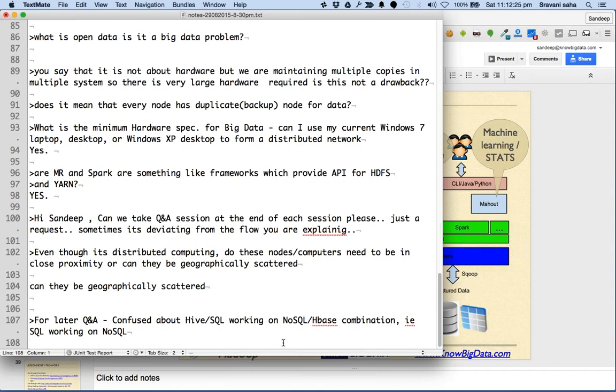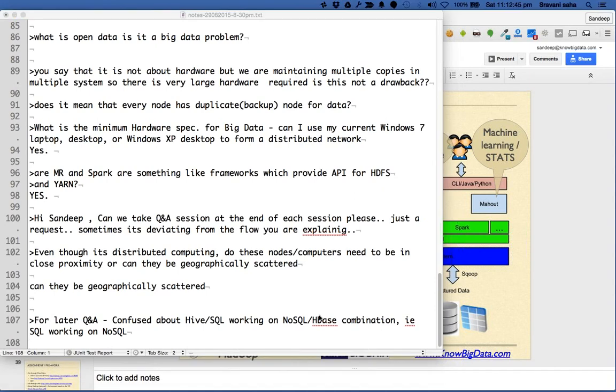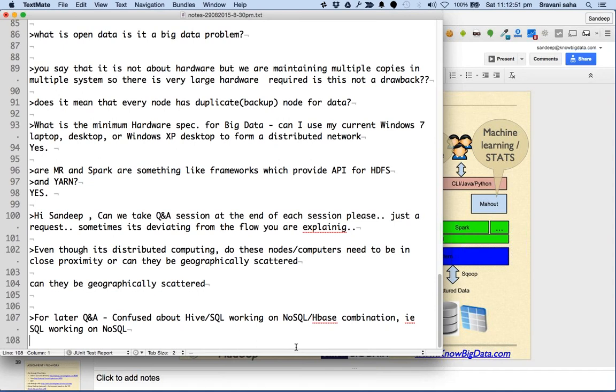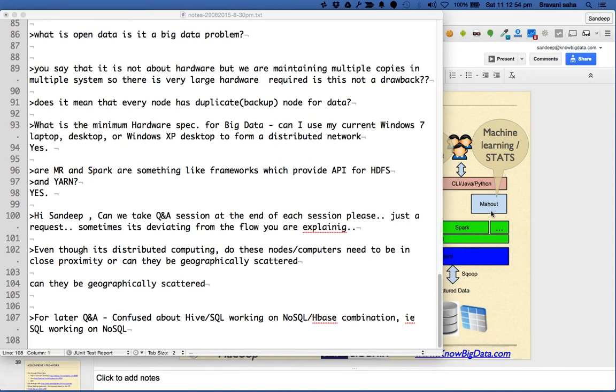So you can use Hive to query the data which is there in maybe comma separated format or tab separated format or in any other format which is lying in HDFS or which is lying in HBase. And these HBase kind of databases, they provide you a tabular structure. So partially your SQL can work very well.